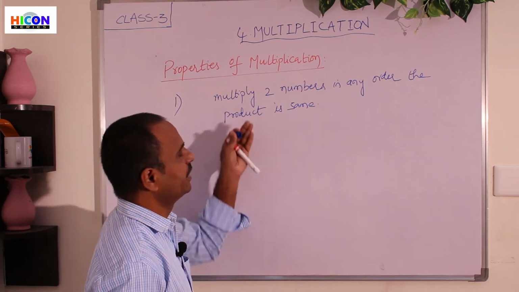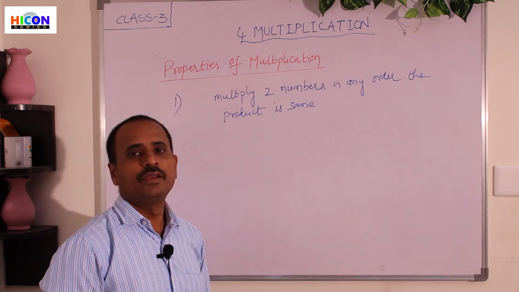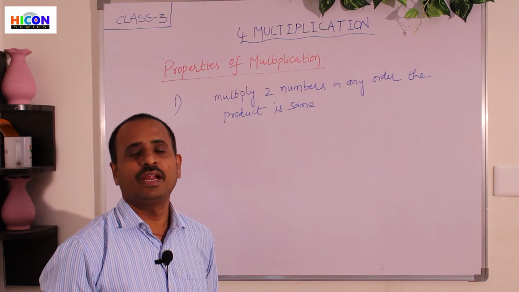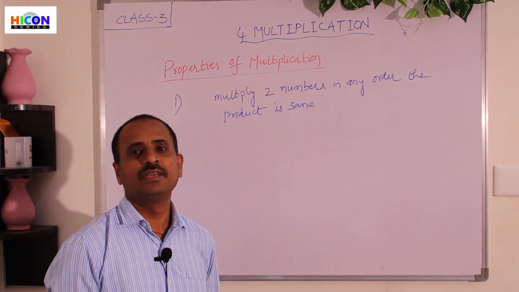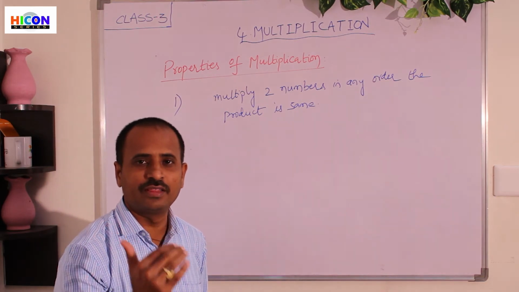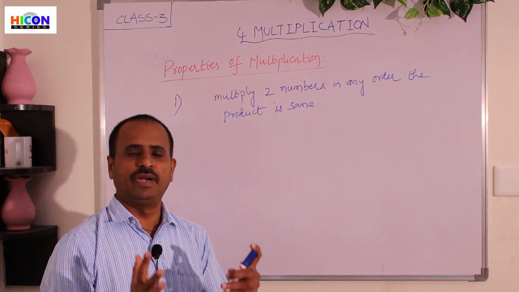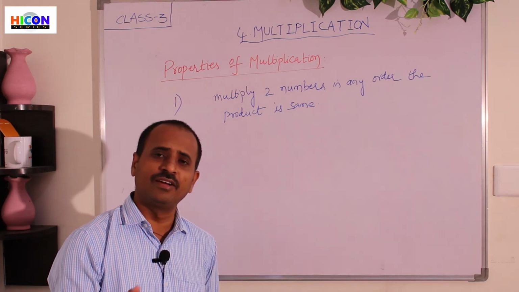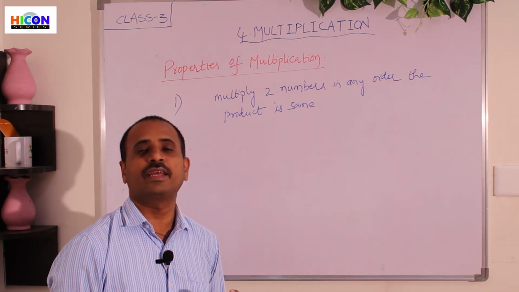So what is the meaning of this property? If you take two numbers and multiply them, and again change their order and multiply again, you will get the same number. So if you multiply two numbers in any order, we will get the same answer as the product.